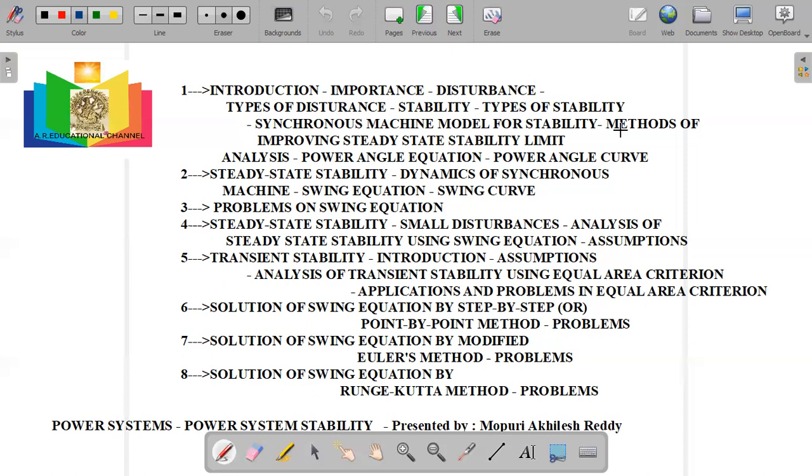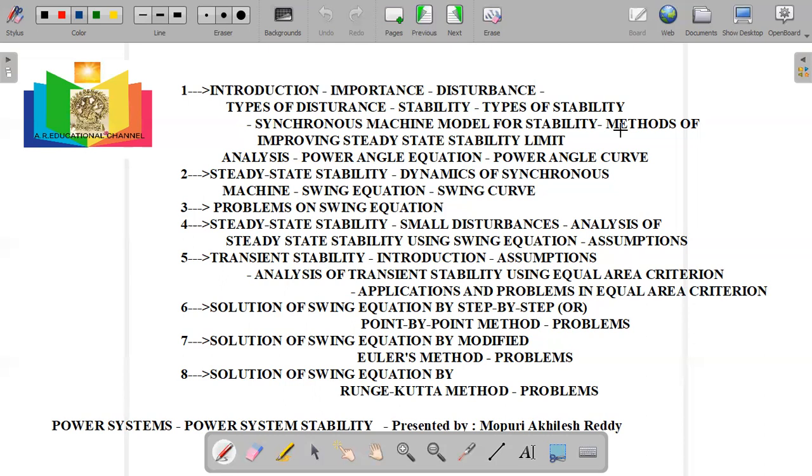Actually, steady state analysis and transient analysis are the two types of stability analysis. Steady state analysis is said for small disturbance. Transient analysis is said for large disturbance. First, we will see about steady state analysis in the first 4 videos. Then in the last 4 videos, we will be seeing about transient analysis. So after seeing problems on swing equation, we will see what is the steady state stability for small disturbance, how the steady state stability will be analyzed using swing equation.